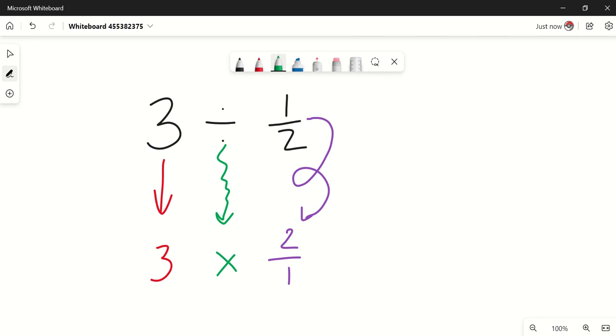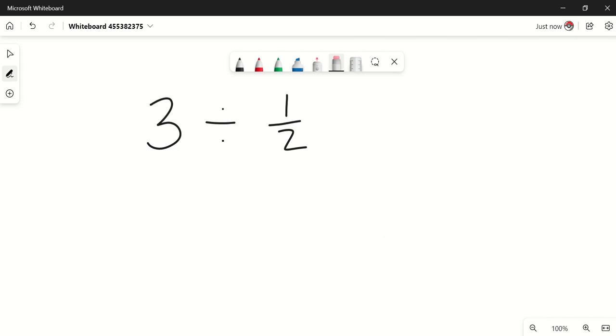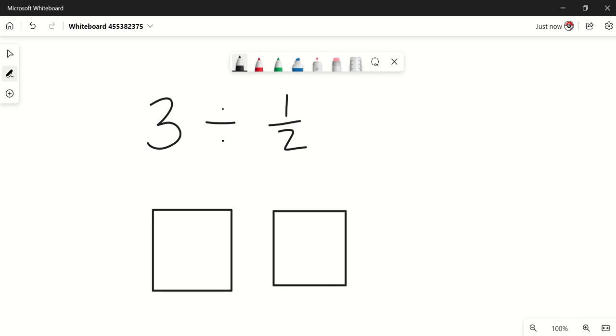So this becomes 3 times 2 over 1. If you wanted to really put 3 over 1, you could. This would still be 6 over 1, which would just be 6. Now, let's actually break down what this means. This is asking how many times can 1/2 fit into 3. So here's 3 boxes. Hopefully they'll be all identical. That last one's not. That's going to bother me.